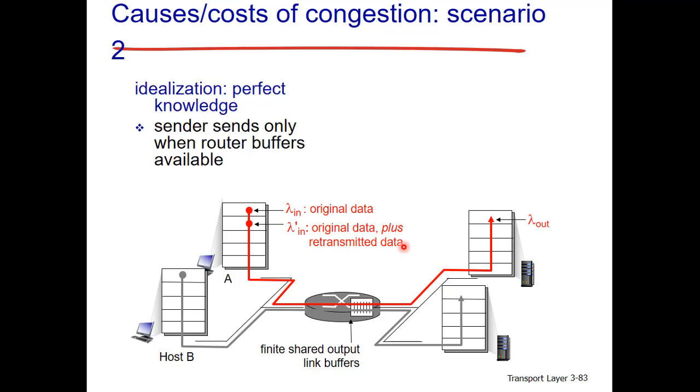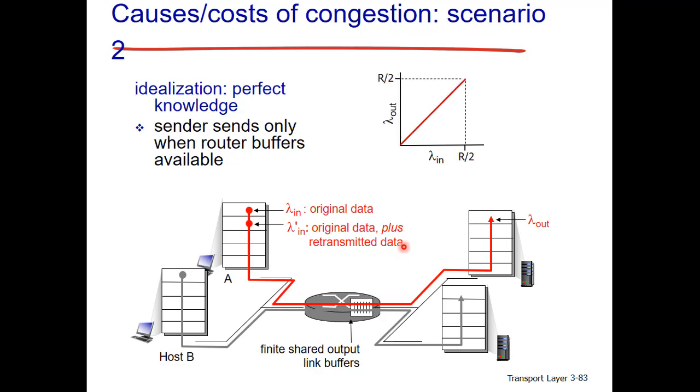So the ideal scenario, perfect knowledge: the sender only sends when the router buffer is available. Okay, so somehow the sender knows that there is space available at the router buffer, and it is sending data only when there is space available at the router buffer. So in that scenario, this is the packet which is transmitted, and it creates a copy. Why? Because if it requires retransmission, then it will retransmit that copy of the data. So that data is received at the receiver with no loss because of router buffers.